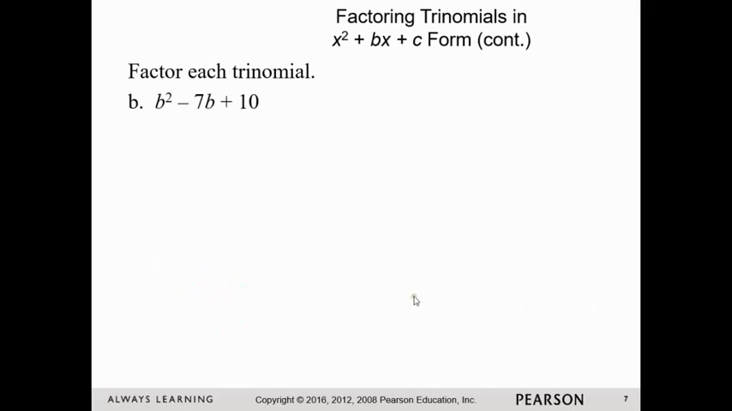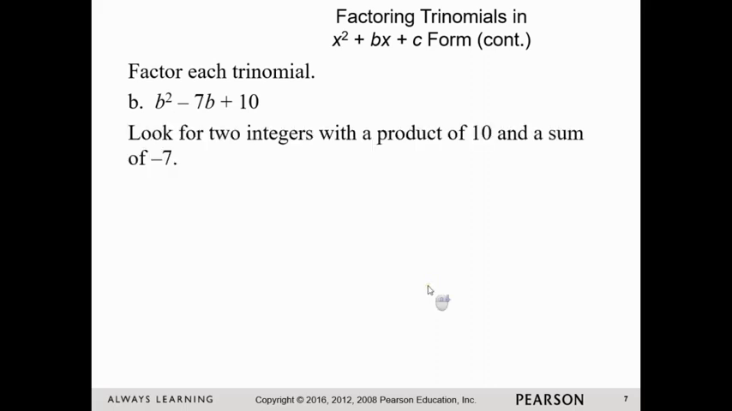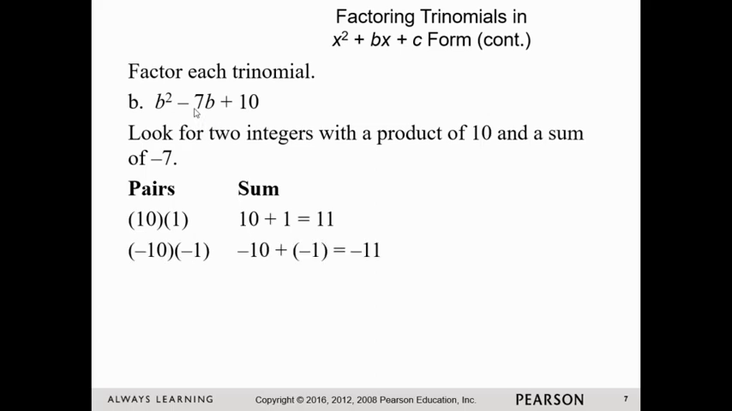So here we're going to factor another trinomial that has a leading coefficient of 1. What we're looking for is integers with a product of 10 that sum up to -7. So we would look for these pairs. 10 and 1 gets us to a product of 10, but they sum up to 11. -10 and -1 get us to a product of +10, but they sum up to -11, not -7. Remember, we're looking for -7.